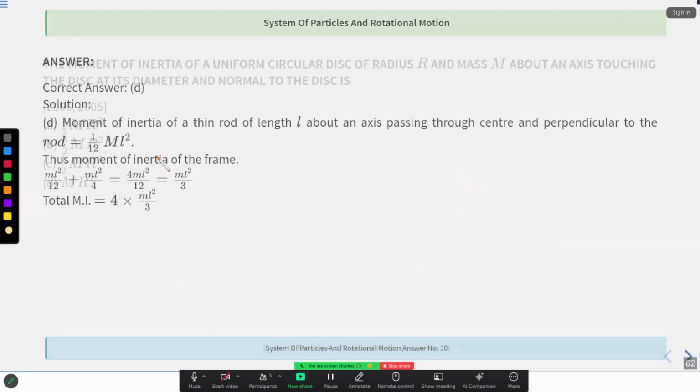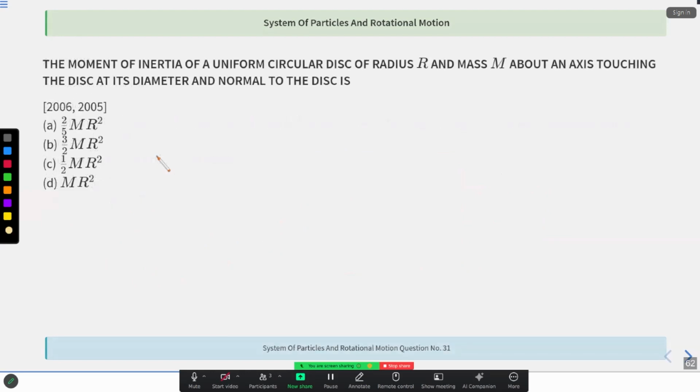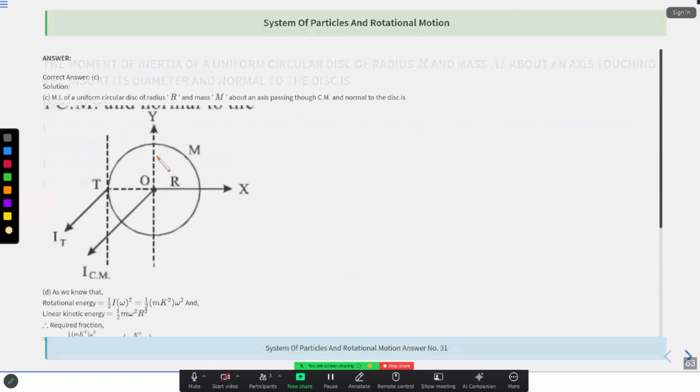All right. The moment of inertia of a uniform circular disk of radius r and mass m about an axis touching the disk at its diameter and normal to the disk. Moment of inertia of a uniform circular disk, okay? Uniform circular disk of radius r and mass m about an axis touching the disk at its diameter and normal to the disk is what? So this is what they have given to us. Please understand the solution.